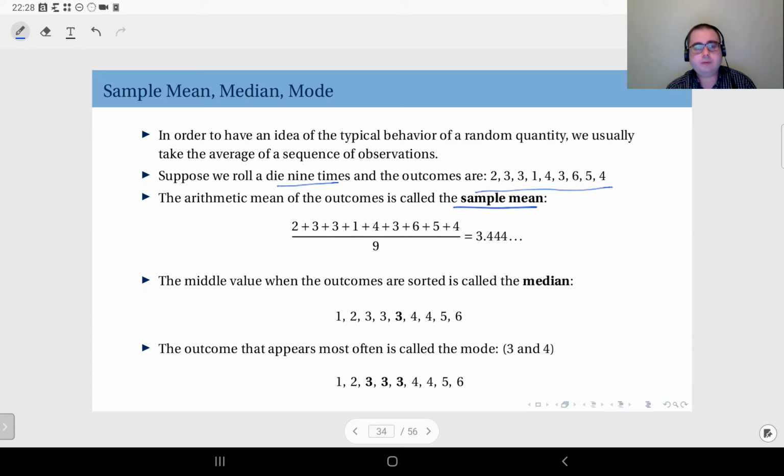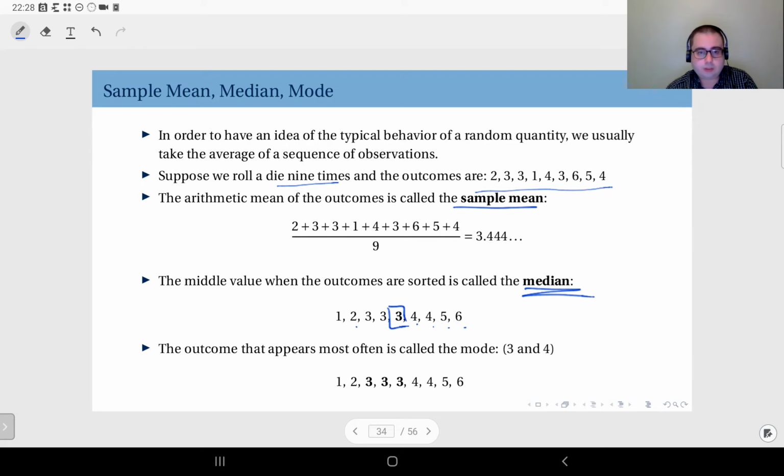Or you can maybe look at the middle value after you sort the outcomes. So 1, 2, 3, 3, 3, 4, 4, 5, 6. So what is at the middle point? 3 is at the middle point. So this tells you something else about the behavior of this random quantity. And this we call the median. The element at the middle we call median.